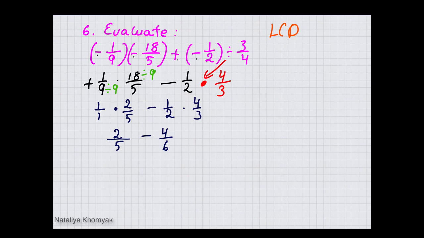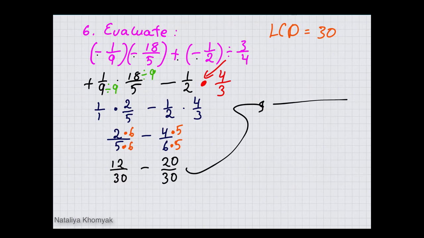The least common denominator of 5 and 6 is 30. So we need to multiply 5 times 6 to get a 30. Whatever we do to the denominator, the same to the numerator. And we need to multiply 6 by 5 to get a 30. Whatever you do to the denominator, the same goes into the numerator. So we have 12 out of 30 minus 20 out of 30. Bring everything over the same denominator, 30.